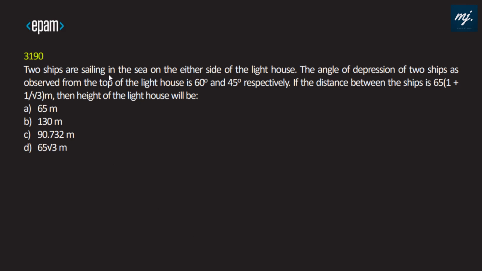Two ships are sailing in the sea on either side of a lighthouse. We have a lighthouse, and two ships are sailing on either side. Let them be A and B. The angles of depression of the two ships as observed from the top of the lighthouse are 60 degree and 45 degree. Let this be the 60 degree angle of depression. Know that this is the angle of depression, so this will also be 60 degree, and this will be 45 degree.